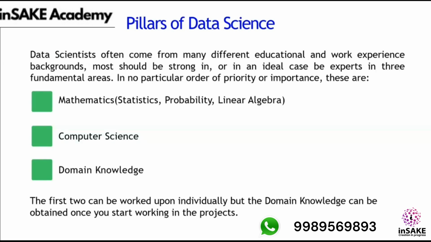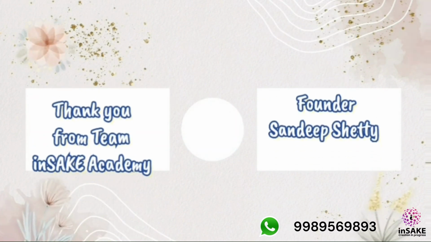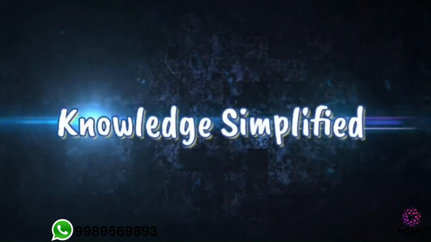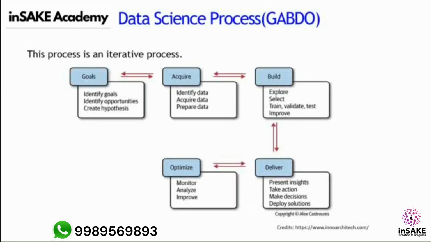Now let's move on to the complete process. Thanks to Alex, because he has designed this particular procedure. This image has been taken from one of his articles, where he has explained it very clearly. This process is a completely iterative process. It is a process which represents goals, acquire, build, deliver, and optimize. I'd like to take some time to explain each of these phases, because this is crucial; this is how the data science life cycle is going to be if you are in the industry.